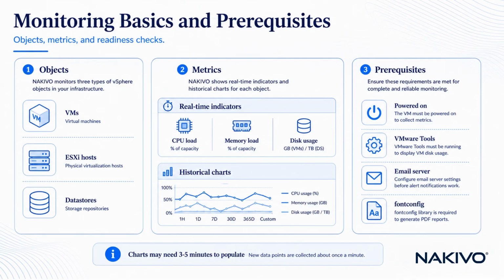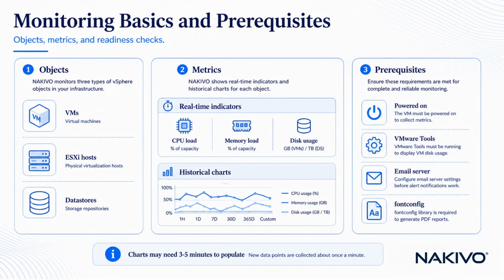One detail that matters for that planning: NAKIVO keeps recent data at 1-minute resolution, then averages older points into 10-minute and later hourly values and eventually drops the oldest. So these charts are built for spotting trends, not for reconstructing one exact minute from a year ago. A few conditions have to be met for the data to be complete. The virtual machine must be powered on, or there is nothing to monitor. VMware tools must be running inside the guest. Otherwise, NAKIVO cannot display disk usage for that virtual machine.